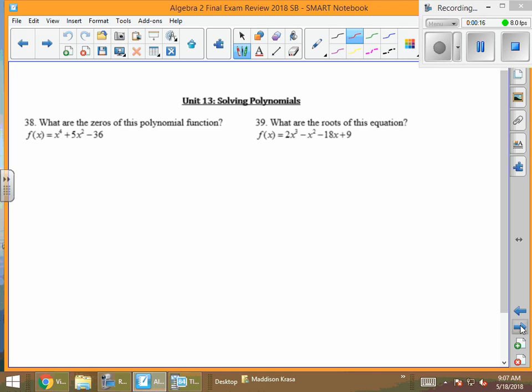If we look at it, it says, what are the zeros? Another word for zeros is x-intercept. So we want to know, where does this cross the x-axis if we're looking at a graph? Or what solutions are there? There's a bunch of different words that we've used.